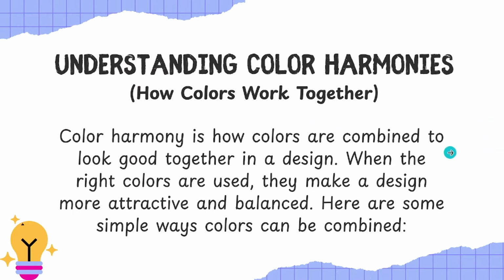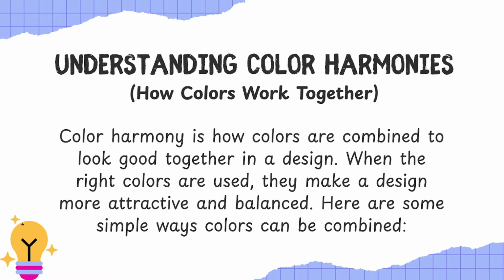So now that we understand the three categories of color and the color temperature, there is something known as color harmonies. We need to understand how color harmony works, right? Color harmony is how colors are combined together to look good in a design. When the right colors are combined, they make a design more attractive and balanced. Here are some simple ways colors can be combined. Like I said, the colors that you choose for your designs actually make the design more beautiful, right?